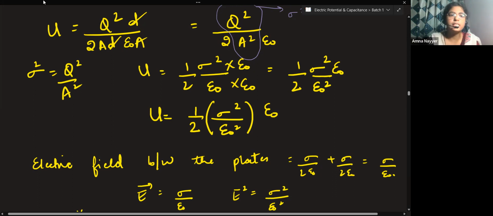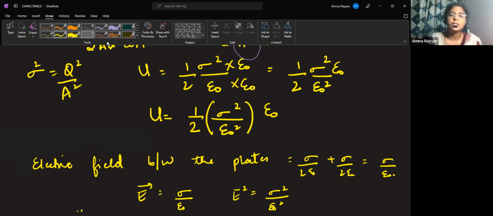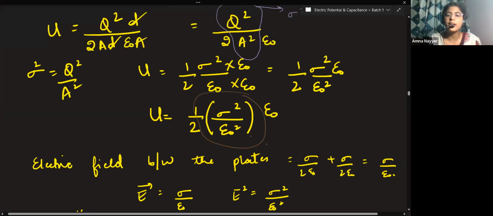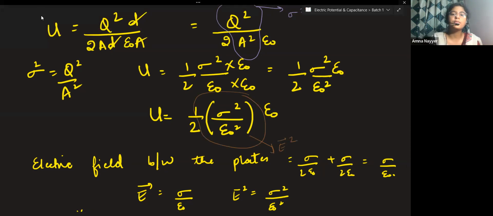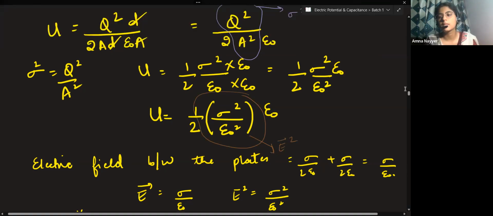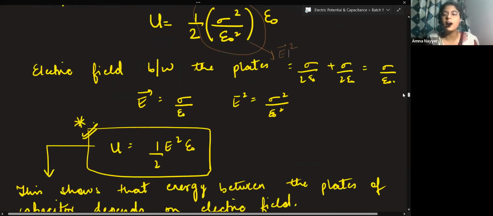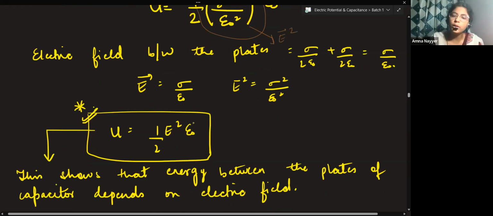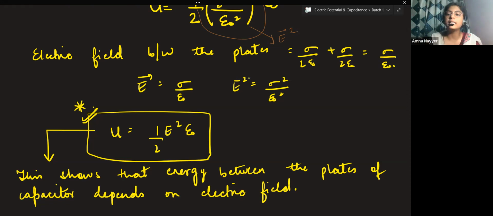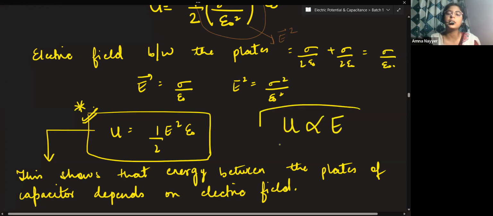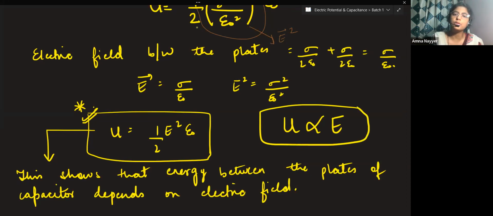So instead of this term now, we can write electric field square. So see what your formula becomes now. Final formula of energy density: mu is equal to half epsilon naught E square. Now this shows that energy between the plates of the capacitor depends on the electric field. So energy density is proportional to which quantity? Energy density is directly proportional to the square of the electric field. This is one of the conclusions from this derivation.